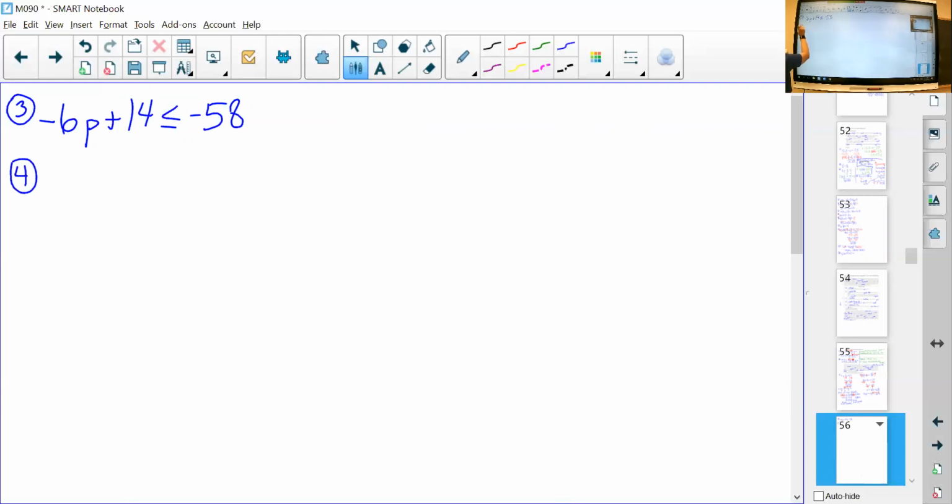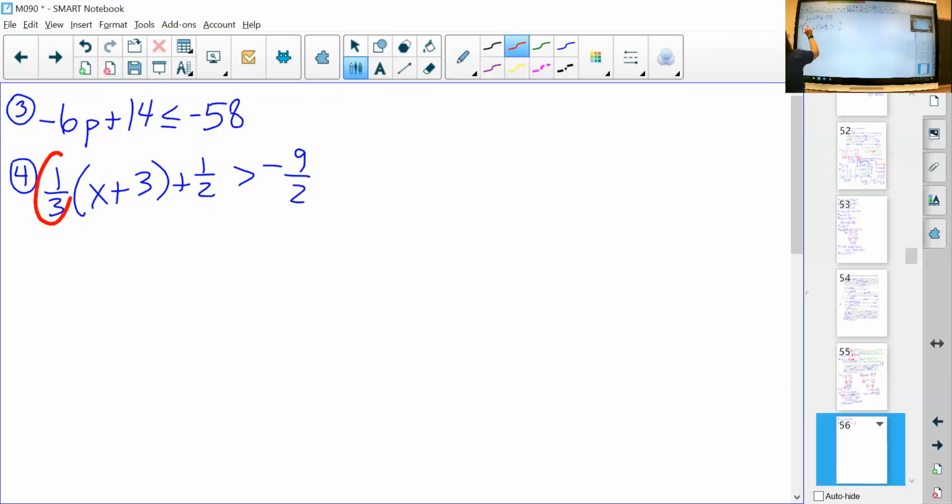So example 4. A third x plus 3 plus 1/2 is greater than negative 9 halves. Again, I would get rid of the fractions. When you do that, remember that you're going to multiply this piece and this piece by whatever you decide you need to multiply by, the least common multiple of 3, 2, and 2. You do not need to multiply the inside. They already get the benefits from this multiplication outside.